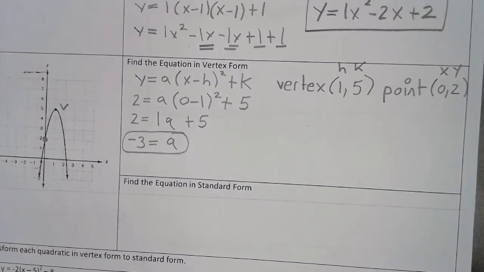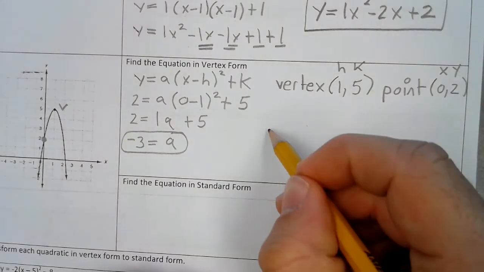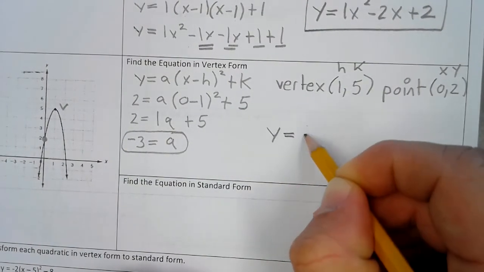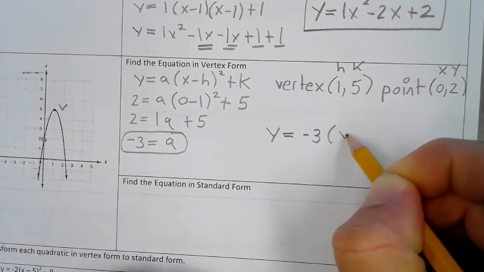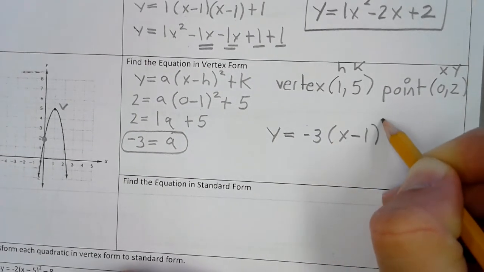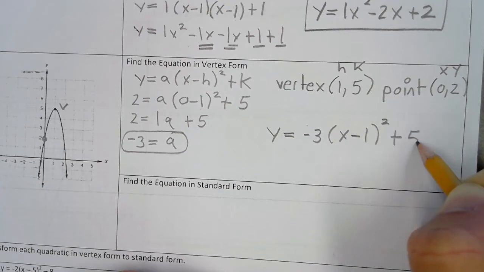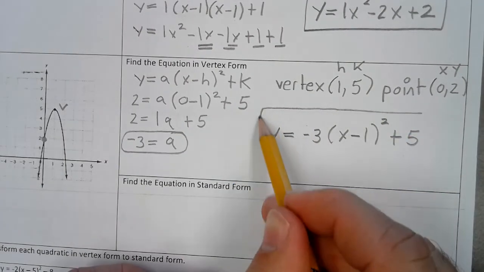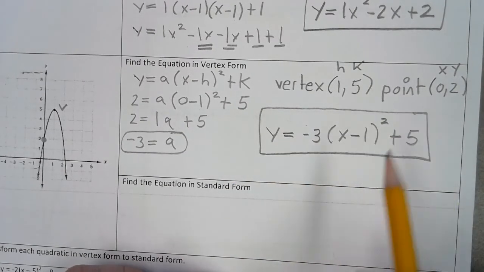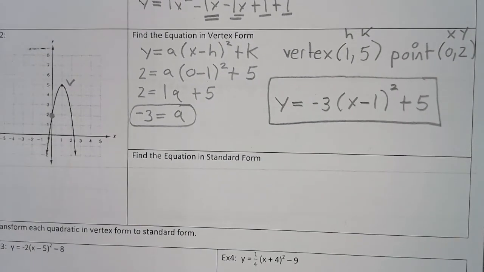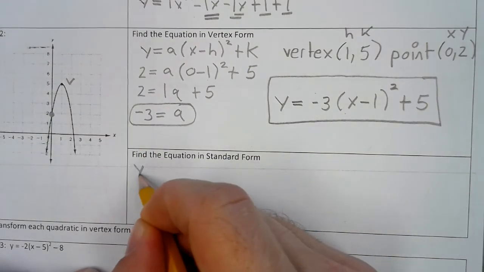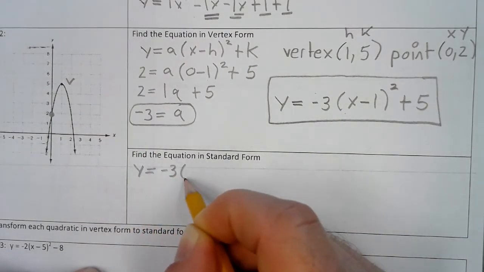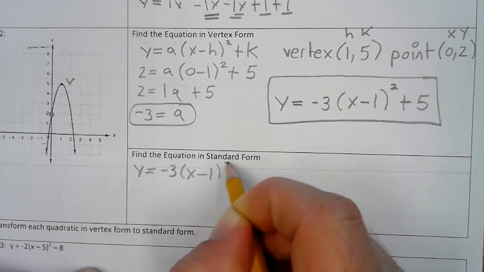All right, now we're in step 5. We're going to substitute the vertex and the a value into the vertex formula. So that's y equals negative 3 times (x minus h, which is 1) squared plus k, which is 5. All right, now it says find the equation in standard form. So we're going to start with the vertex equation. So y equals negative 3 (x minus 1) squared plus 5.